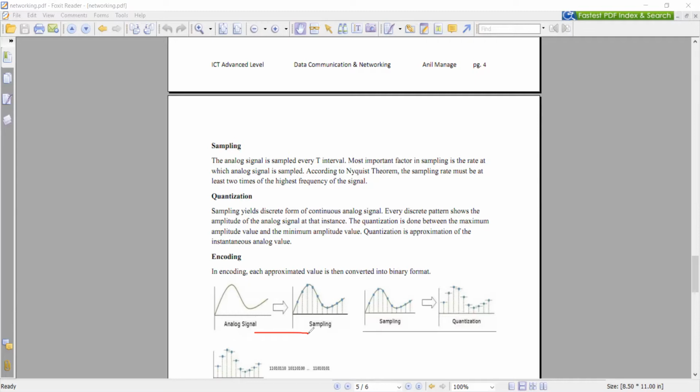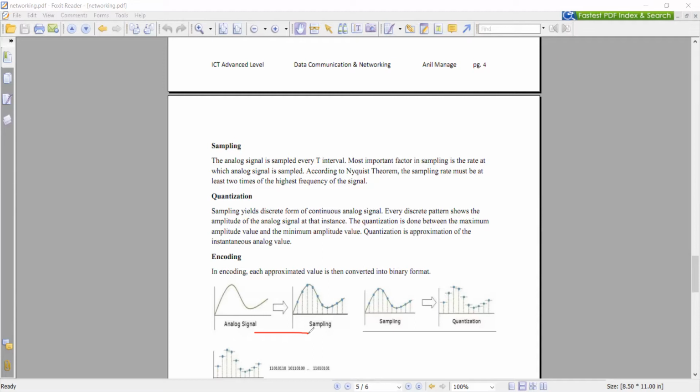The most important factor in sampling is the rate at which the analog signal is sampled, according to the Nyquist theorem. There's something called the Nyquist theorem. Don't worry about that. The sampling rate must be at least 2 times the highest frequency of the signal. So මේ sampling කරන එක තමයි මුලින්ම කරනවා. Then after sampling, quantization කියන්නේ, අපි හිතමු මොකක් හරි මෙන්න මේ ගානට වඩා වැඩි ඒවා හරි නැත්නම් අඩු ඒවා හරි කියලා අපි පොඩ්ඩක් වෙන් කරගන්නවා.